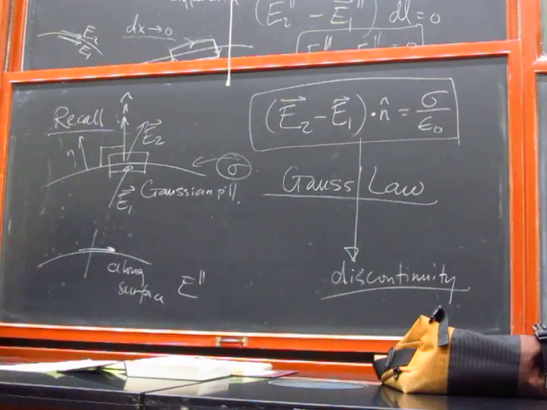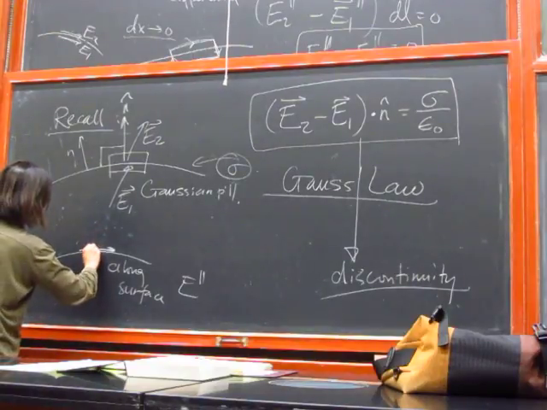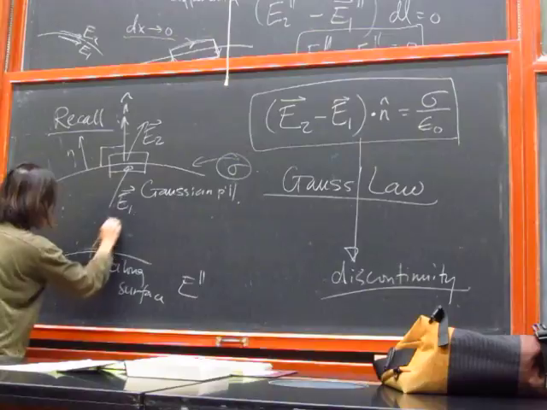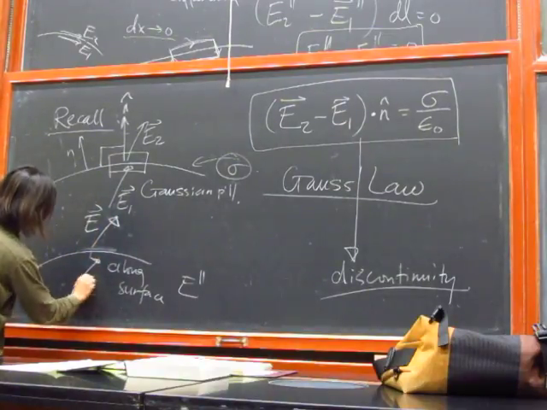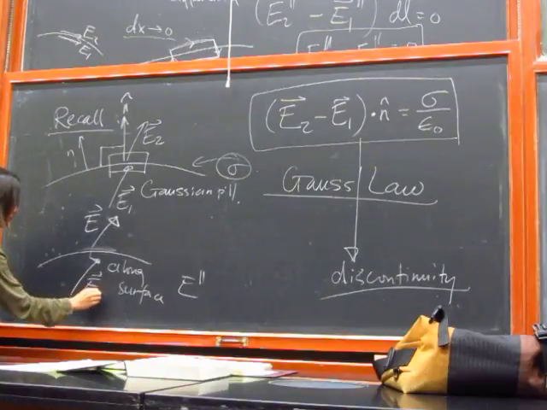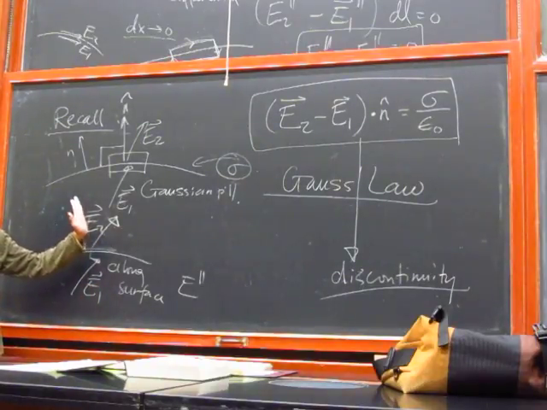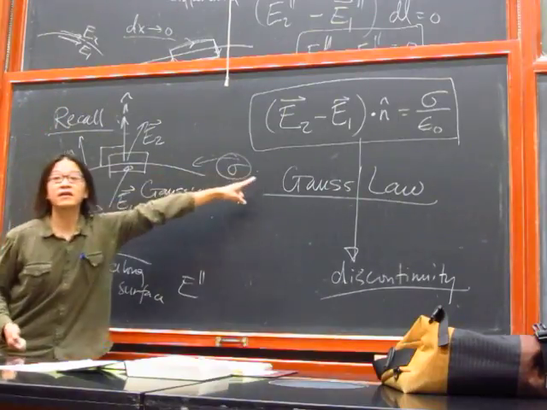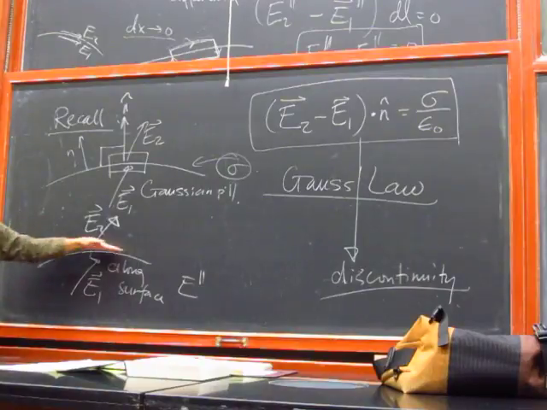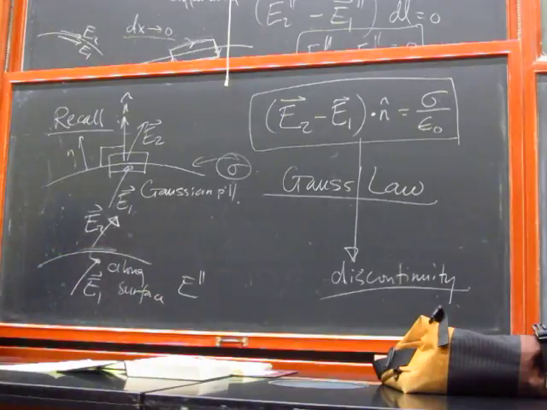In general, along the surface, if I have a surface, there's an electric field here, E1, and there's another electric field here, E2. And I'm just looking at this projection. The normal projection has a discontinuity here, but the parallel projection has no discontinuity. Is that clear so far?